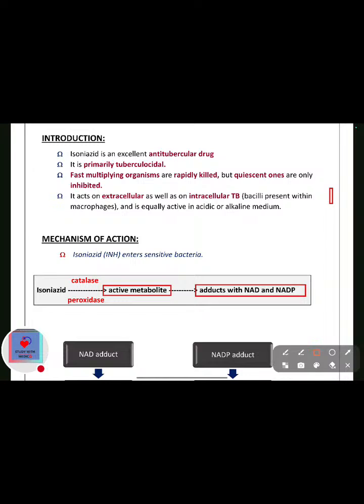So the isoniazid NAD adduct is a covalent bond between the antitubercular drug INH and the NAD cofactor. Suppose we have here isoniazid. It will join the NAD. So here we have isoniazid, and it is joining with the NAD by a covalent bond between them.